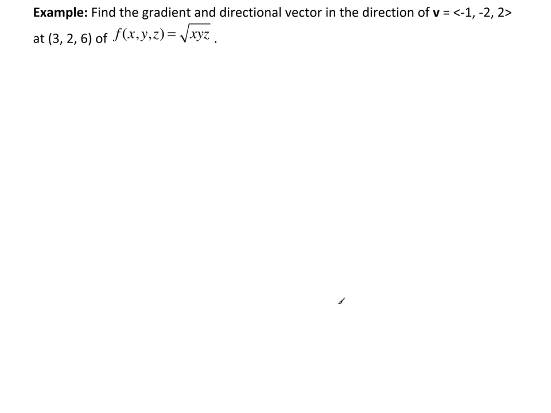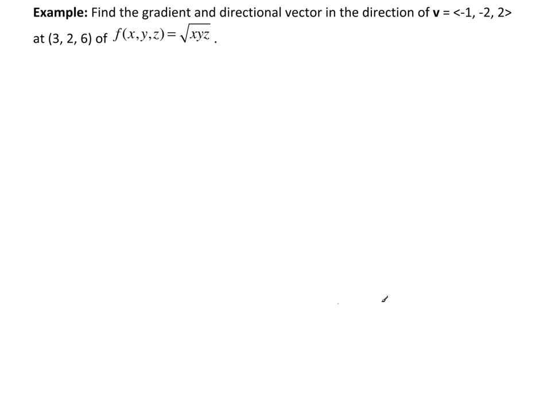So let's take a look at a quick example here. I want to find the gradient and directional derivative in the direction of v equals -1, -2, 2 at the point 3, 2, 6 of f of x, y, z equals the square root of xyz.